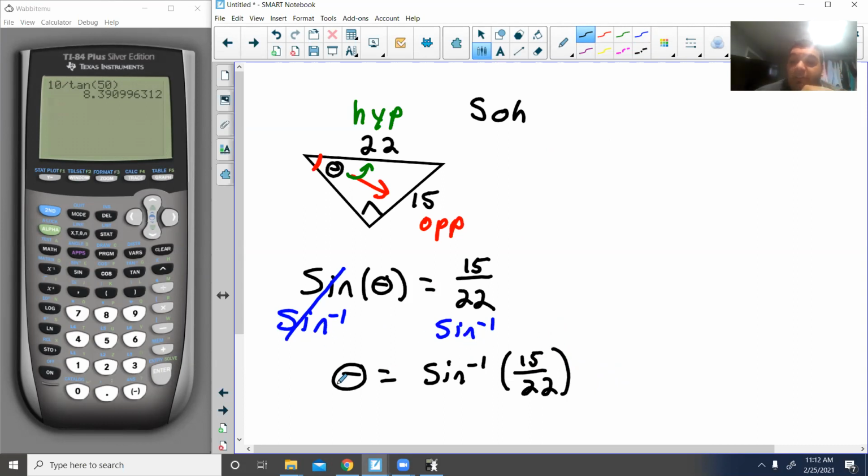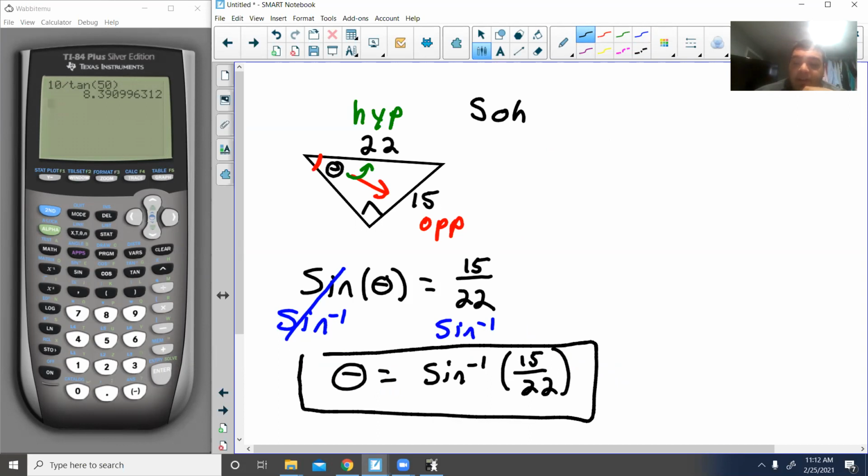From here, you have your theta isolated, your angle isolated. And as I said, this is the most important part for your questions on your test. Then we're going to type this into our calculator.